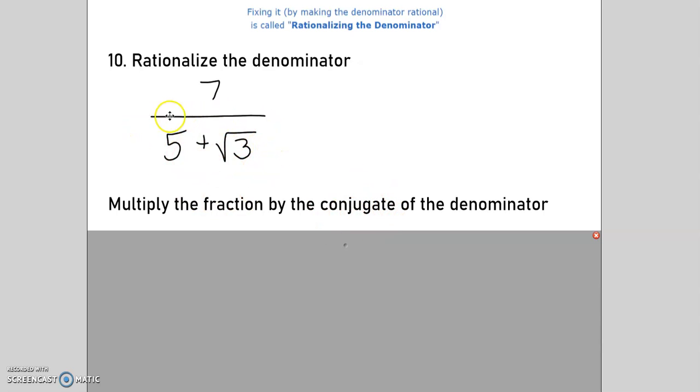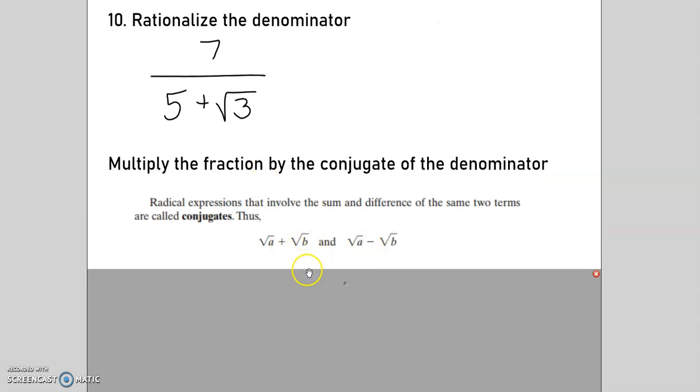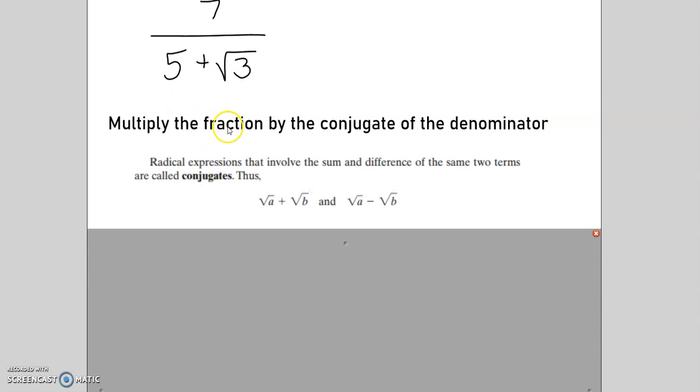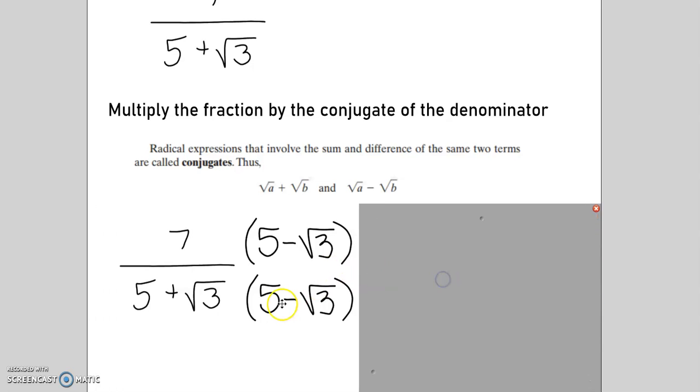So my denominator right now is 5 plus the square root of 3. A conjugate, all it has us do is change the sign of what's going on between those two terms. So instead of having 5 plus the square root of 3, the conjugate is going to be 5 minus the square root of 3. So this phrase, that's all we have to do. Multiply the fraction by the conjugate of the denominator. Here's that multiplication going on. Times, times. The conjugate is the opposite sign of my denominator, which is 5 minus square root of 3. Multiply that to the numerator and the denominator.